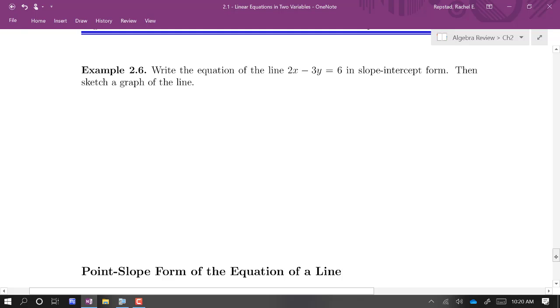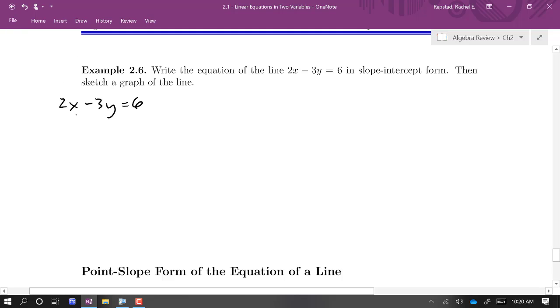All right, so next they give us a line in this example, 2.6. The equation of the line they give us is 2x minus 3y equals 6. They ask us to first write it in slope-intercept form and then sketch a graph. We could graph it without slope-intercept form like we did in the beginning, just by finding the two intercepts. But they're asking us to get it in slope-intercept form first. So 2x minus 3y equals 6.